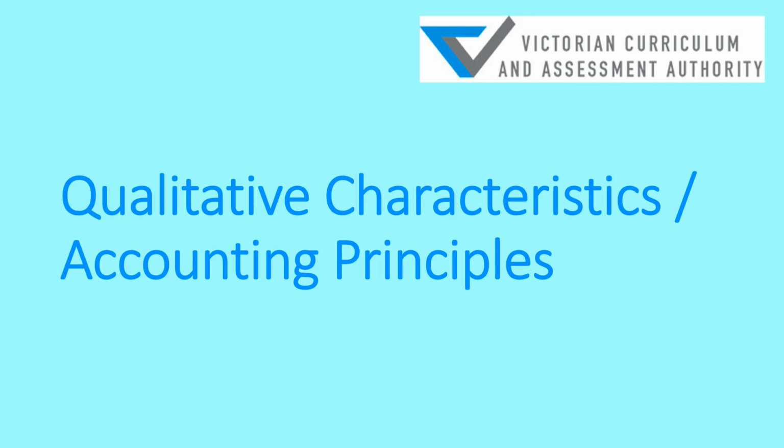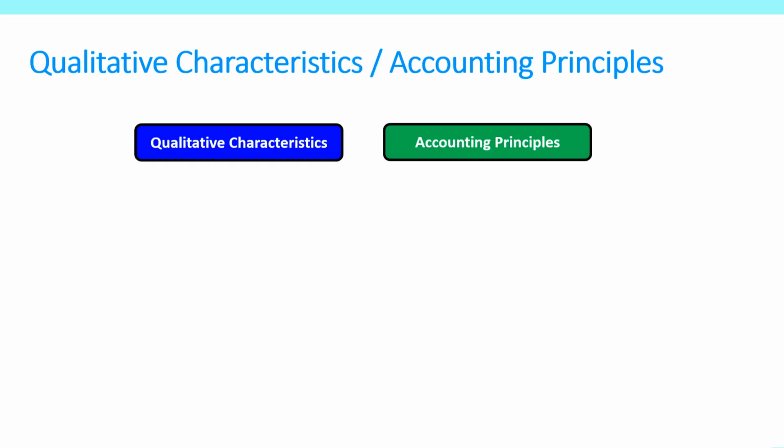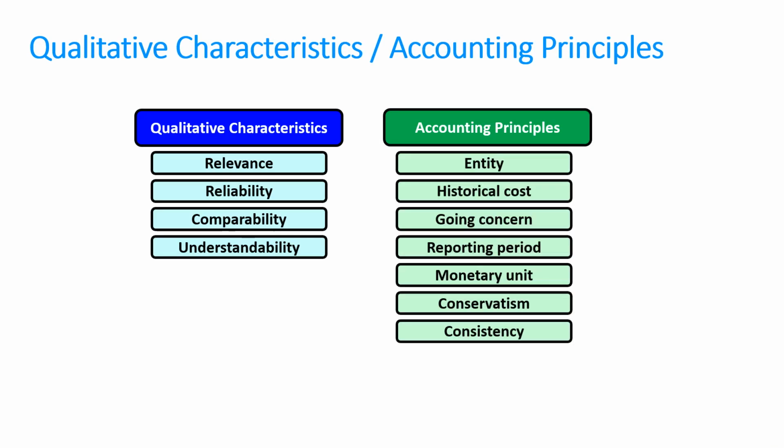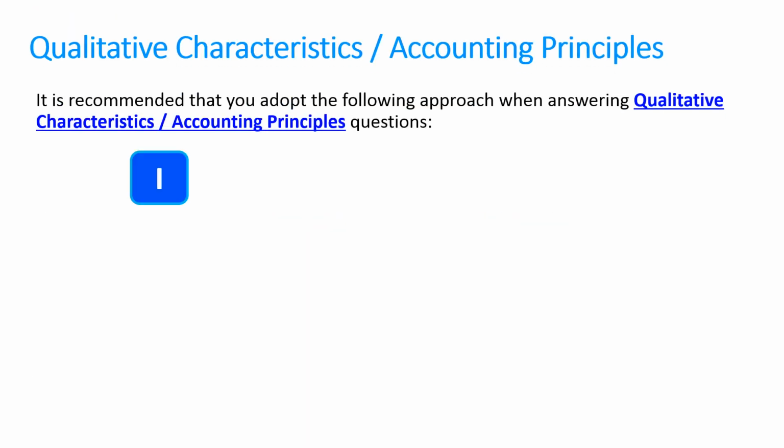Now, if you go to some of our videos at the beginning of the year in Chapter 1, we looked at a little strategy that said when I'm answering any of the qualitative characteristics or accounting principle questions, we want to use this little formula. Unless the question specifically says use the consistency principle, for example, you'll need to identify which qualitative characteristic or accounting principle you're talking about. You'll then need to define it, and then you'll need to relate it to that question. So we call this the IDR method.